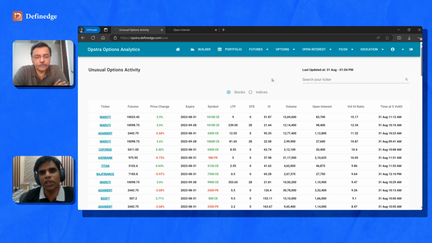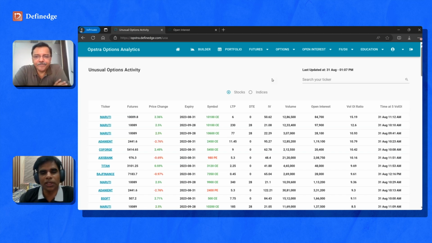In general, normally this kind of volume activity may be 1 to 2 times of open interest. But when there is something unusual, it will go several fold, like 5, 10, 20, 30. Those are the things that we are particularly trying to look at.